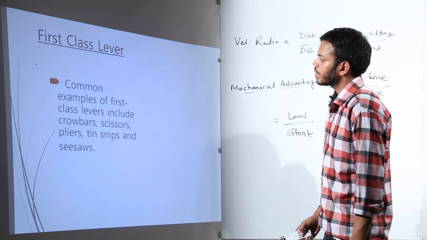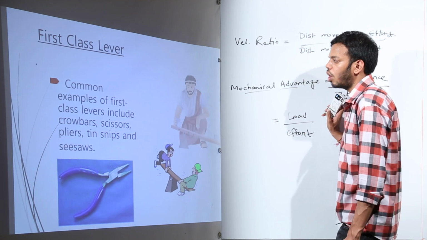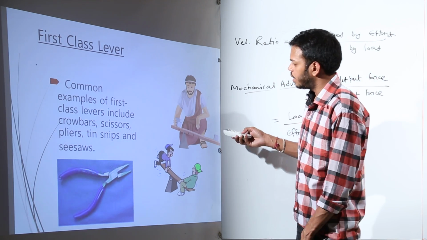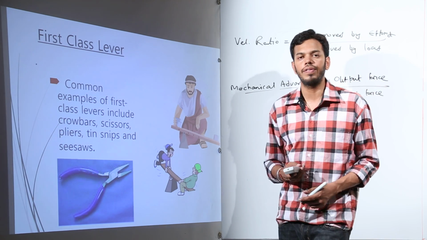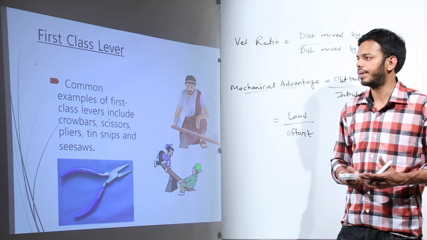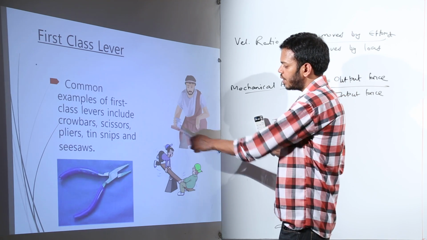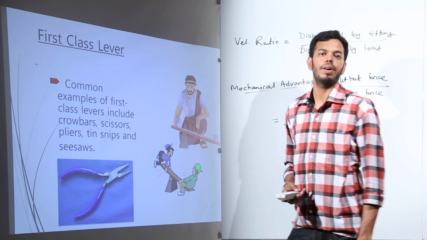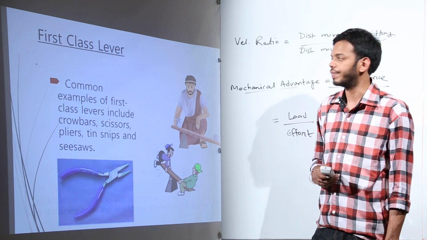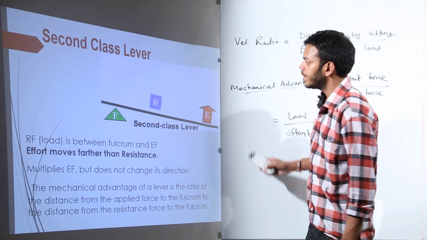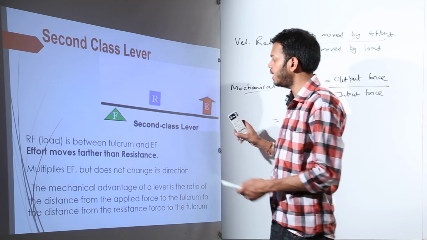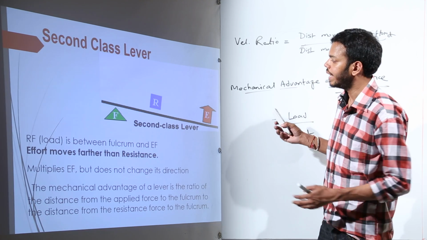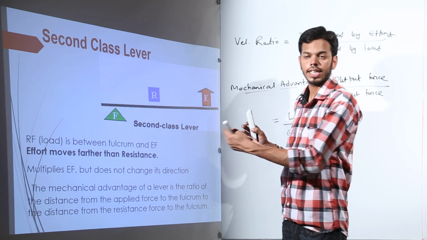Next, these are the examples of common first class levers. The things which cobblers use or which mechanics use, they use the first class lever. Then the seesaw, then pliers. These are all examples of first class levers. Second class lever is that where fulcrum is at one of the ends while effort and load are both on the other end. Okay, so they both lie on the other side of the fulcrum.